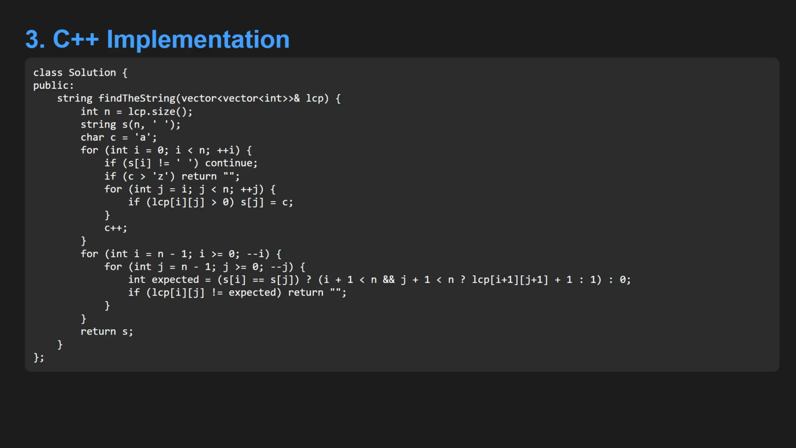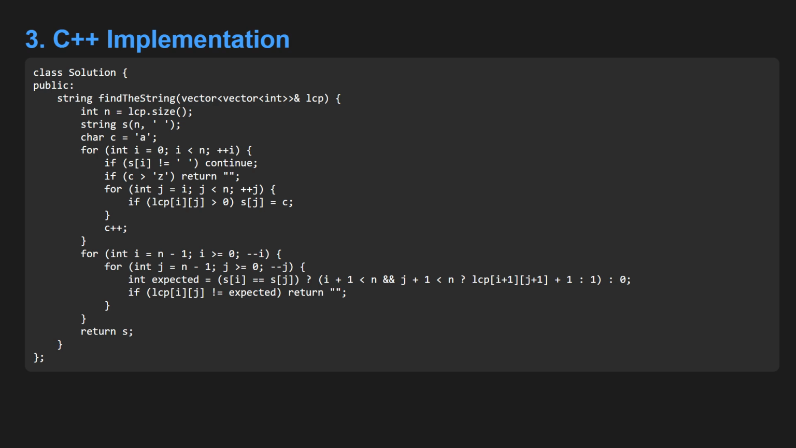Here is the C++ code. First, we initialize a string s of length n with spaces, and start with the character a. We loop through the string. If a character is already filled, we skip it. If we've used more than 26 letters, we return an empty string. Otherwise, we scan the LCP row i, and for any index j where LCP[i][j] is positive, we assign character c to s[j]. Then we increment c.